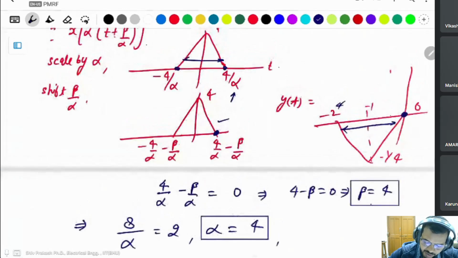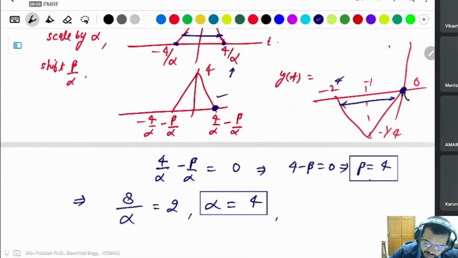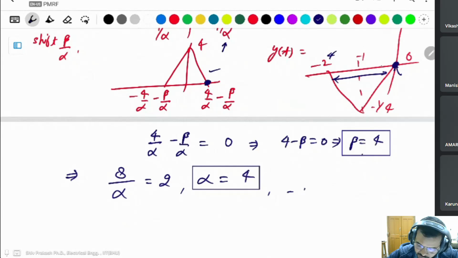And the shifting property like that. Then what is the corner point in the output signal? We can apply the same thing for this one: minus 4 by alpha minus beta by alpha is equal to minus 2.